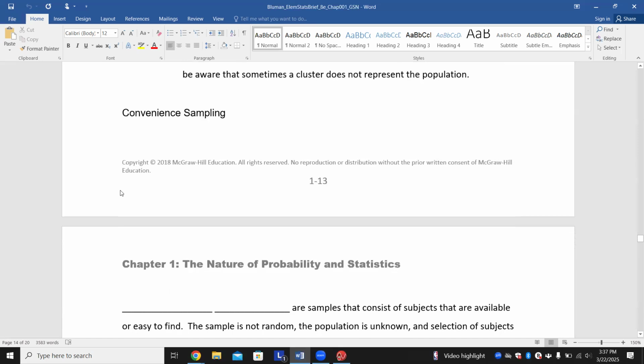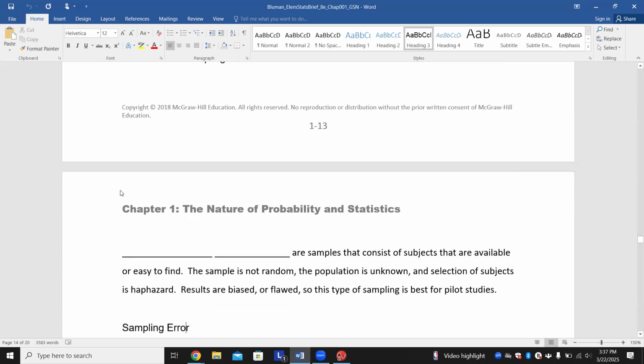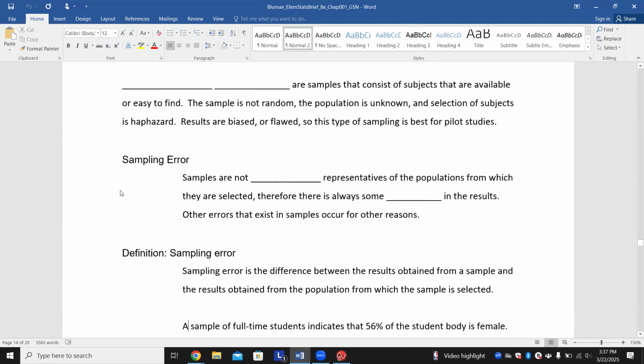Now, talking about skewing data and biased data, you have something called convenience sampling. All right, and it's pretty much as it sounds. Convenience samples are samples that consist of subjects that are available or easy to find. The sample is not random, the population is unknown, and the selection of subjects is haphazard. Results are biased or flawed, so this type of sampling is best for just pilot studies.